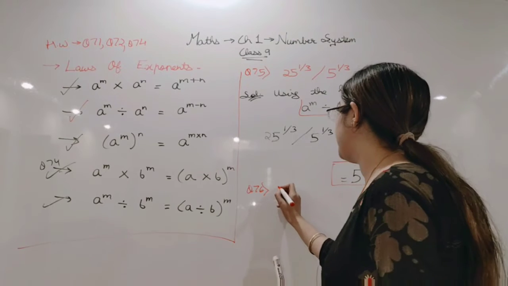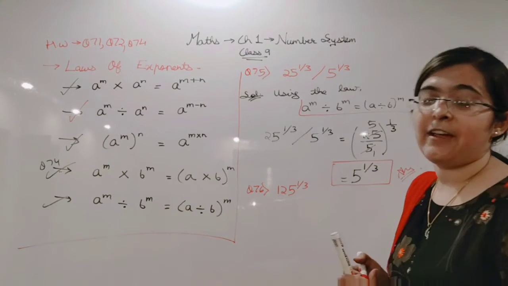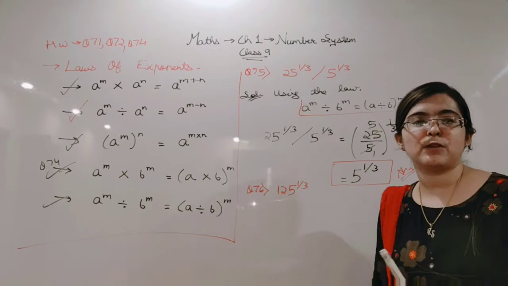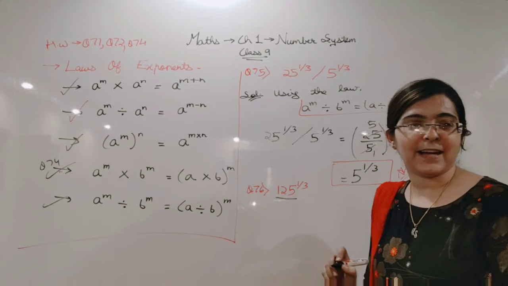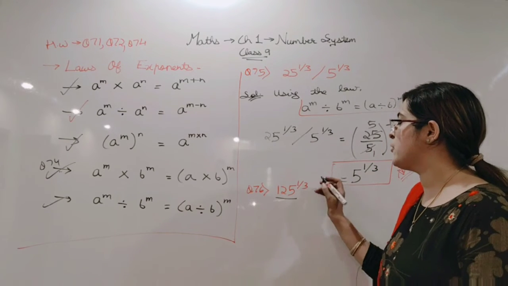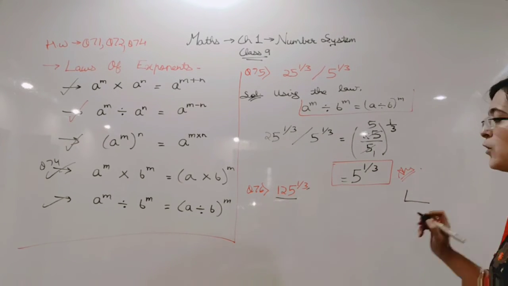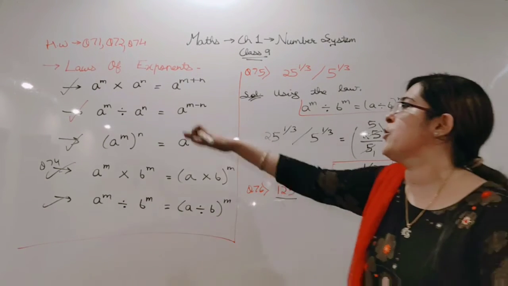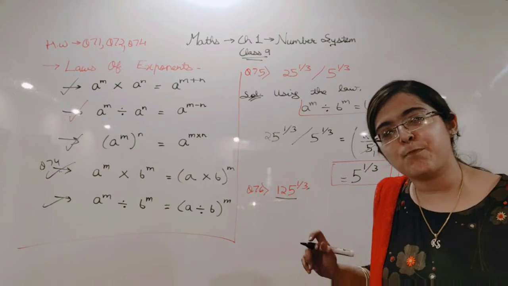It is 125 to the power 1 by 3. In such types of questions, students, you have to prime factorize this and bring it to the power of the denominator. Let's see what you have to do. You have to prime factorize this number because no property can be used from this. There is only one base and one exponent.